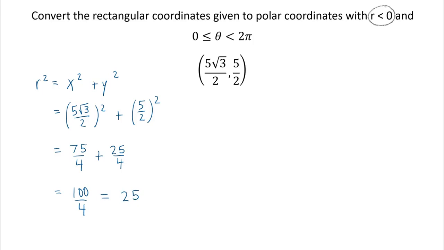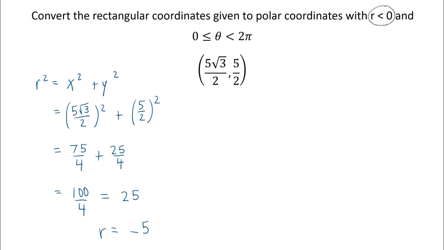Now taking the square root of both sides would give us that r is equal to plus or minus 5, because the square root of 25 is 5 and the square root of r squared is r. But in this case, we have to choose an r less than 0, which means we have to choose r to be equal to -5.